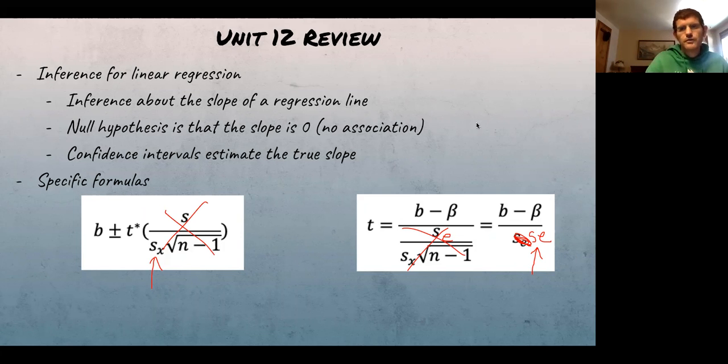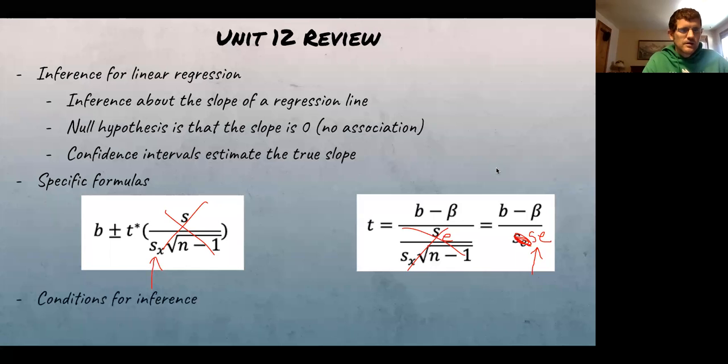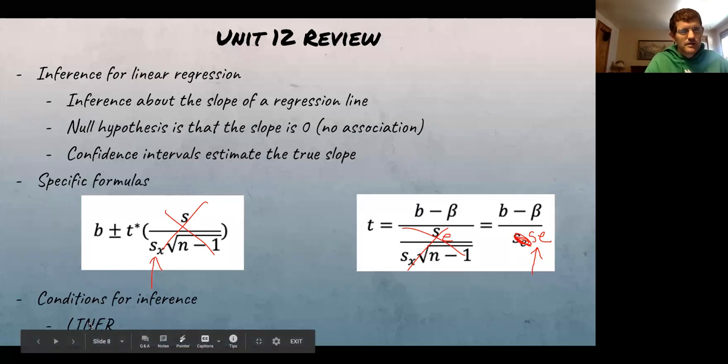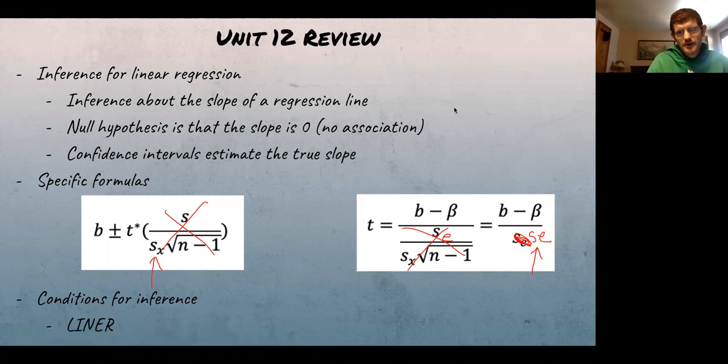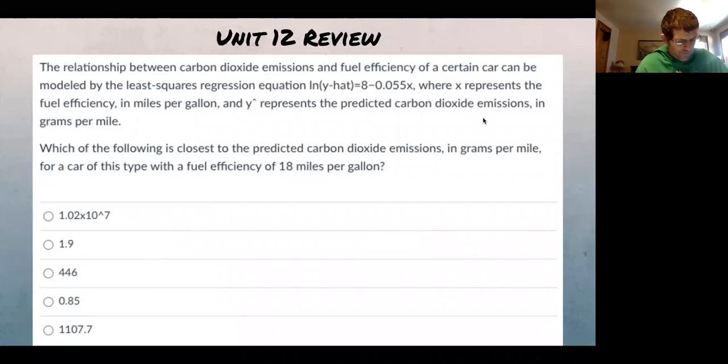So pretty straightforward. And mathematically, this is probably the easiest stuff that we do. The conditions, this is a little different. We've got linear, independent, normal, equal variance, and random. And one other thing I didn't put in the bullet points is that we also dealt with re-expressed linear regression lines that might have had log or square roots and stuff like that. And so the very first problem we have here, we'll deal with that.